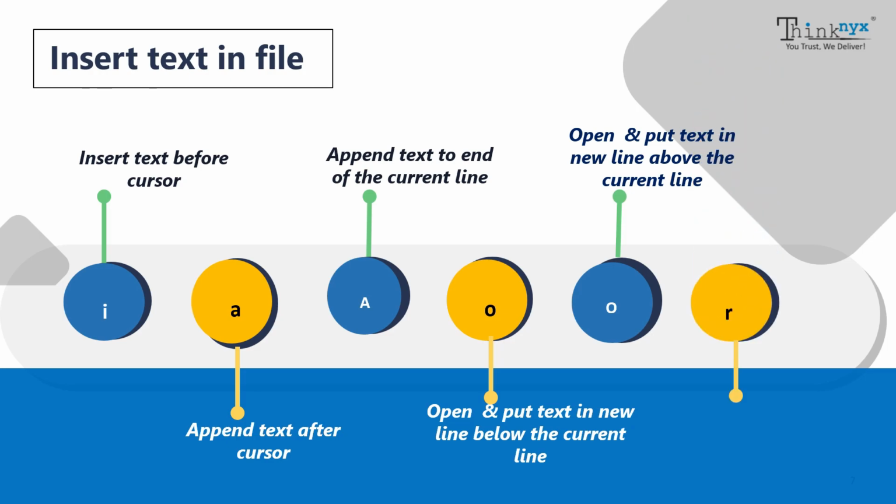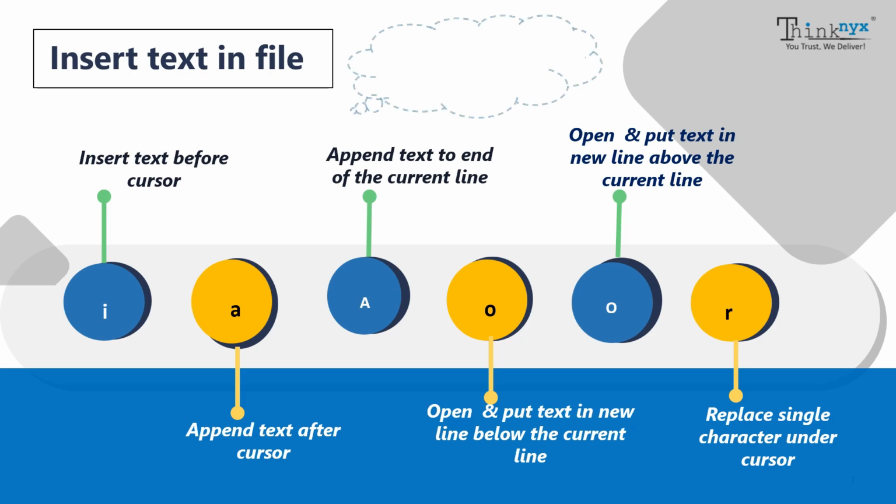Lowercase r is used to replace the character highlighted by the cursor with another character. All the commands of inserting text shift from command mode to insert mode, but the only exception is lowercase r, wherein VI automatically returns to command mode after replacement of a single character.